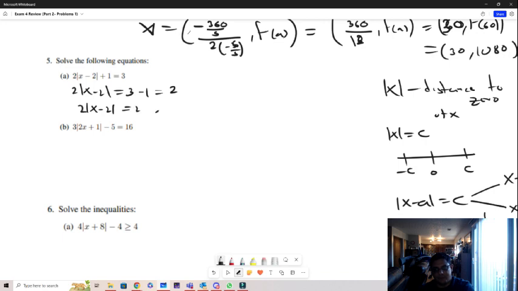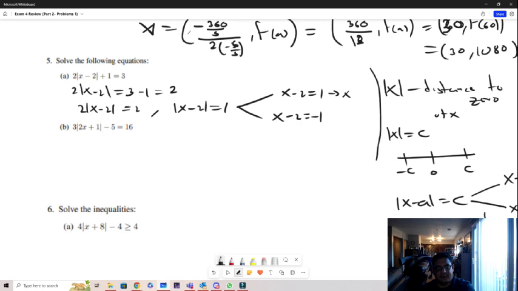2x minus 2 equals 2. Divided by 2 on both sides, x minus 2 is equal to 1. And so that gives me x minus 2 equals 1, or x minus 2 equals minus 1. And so that implies that x is equal to 3 or x is equal to 1. Okay, which makes sense. Points such that the distance from 2 is 1. We have two of those, 3 and 1.